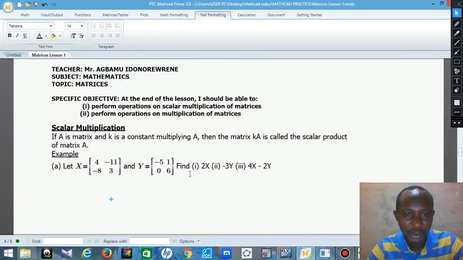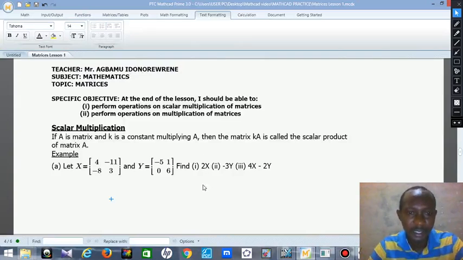Now this is what they say we should find: 2X, which is 2 times X. So this 2 is a constant, this 2 is a scalar. You can see it. 2 is a constant, which is the K, and it's multiplying a matrix. In this case, the matrix is X. So 2 multiplied by matrix X will give us our scalar multiplication.